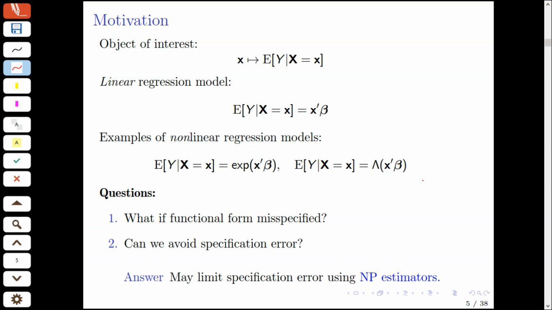The answer to this is, well, somewhat. That is, we can never hope to avoid specification error altogether, but we may limit specification error by using nonparametric estimation methods.